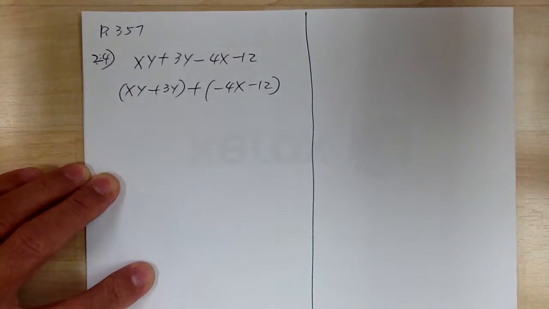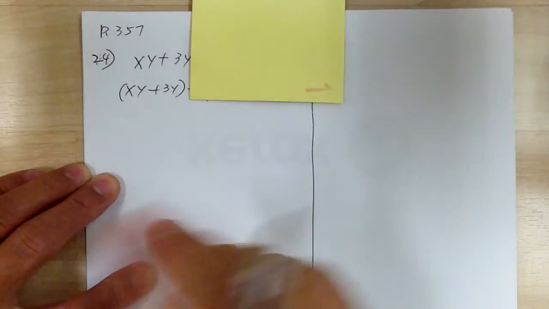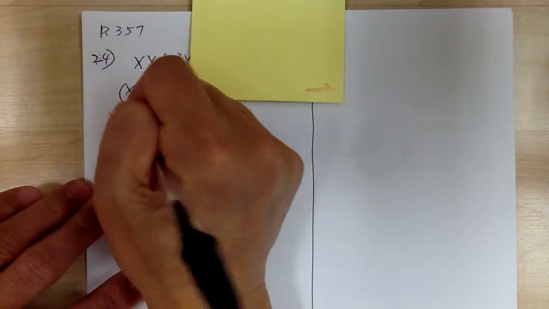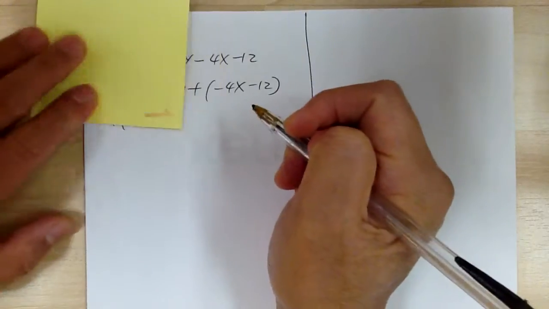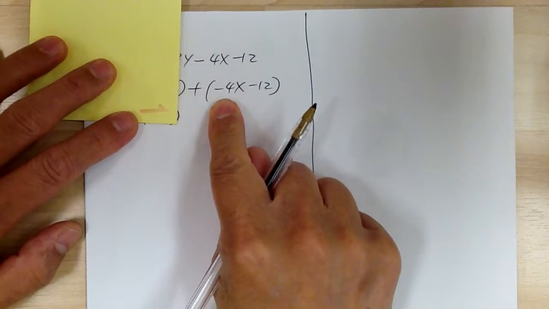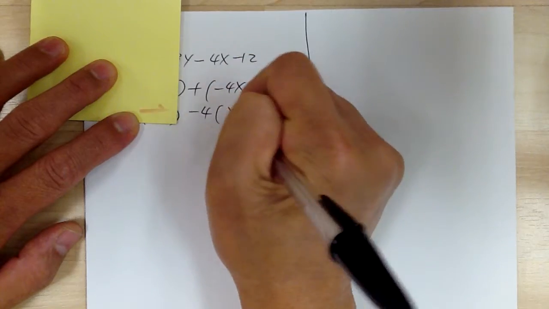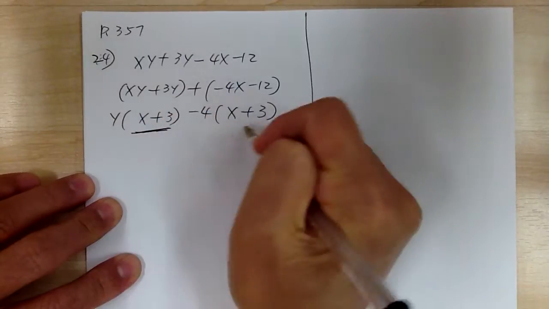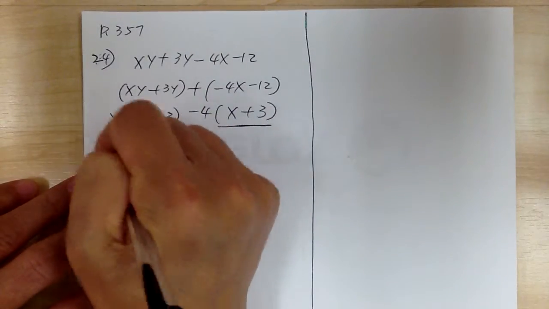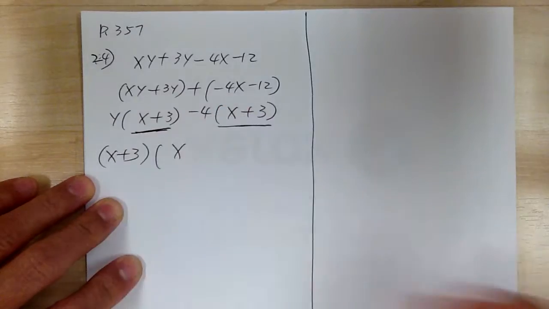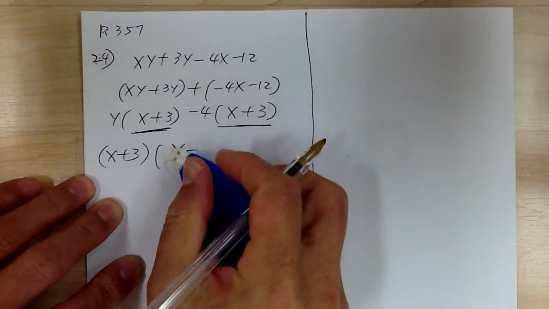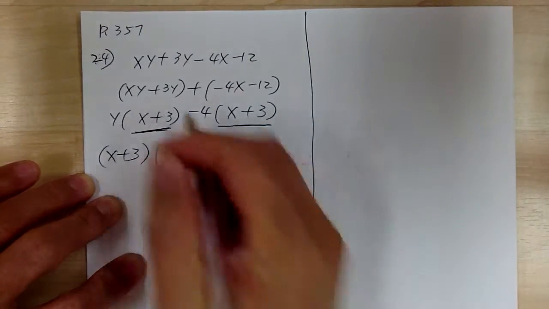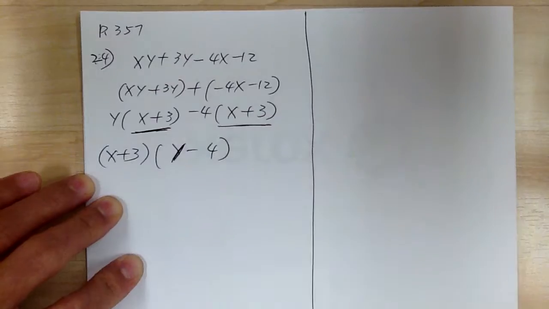So go ahead and think of it as two smaller problems. This one, you can factor out the y. So you get x plus 3 over here. Now that's a negative, so you have to factor out the negative 4. So you're going to get x plus 3. So now you have an x plus 3 that comes out. The leftover would be y minus 4. Okay, and that's it.